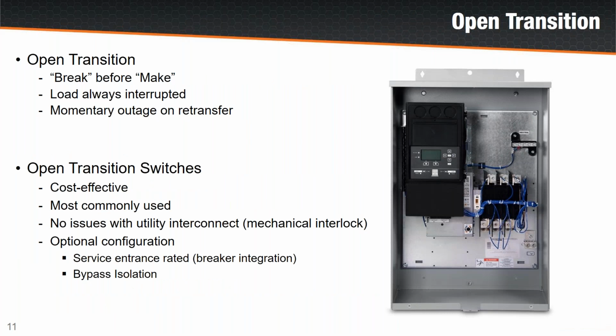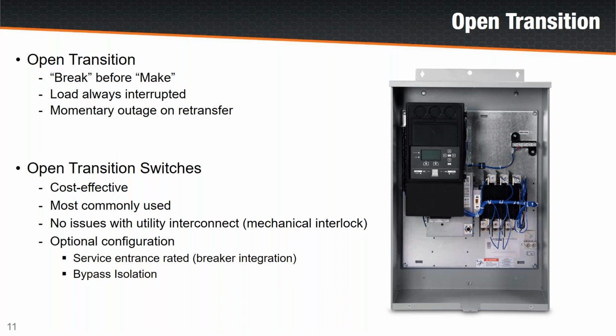Most of the switches in the market are standard open transition, which means there's always an interruption of the load. It's a break before make transfer switch. So when we're transferring back to the utility, you're always going to see a blink of the lights. Open transition is used the most because it's just the most cost effective. And the mechanical interlock that's built into open transition switches means there's no utility hassles, no interconnect issues to work through with the utility. And standard open transition switches can be configured in multiple switch configurations, which we'll explore as we go forward.